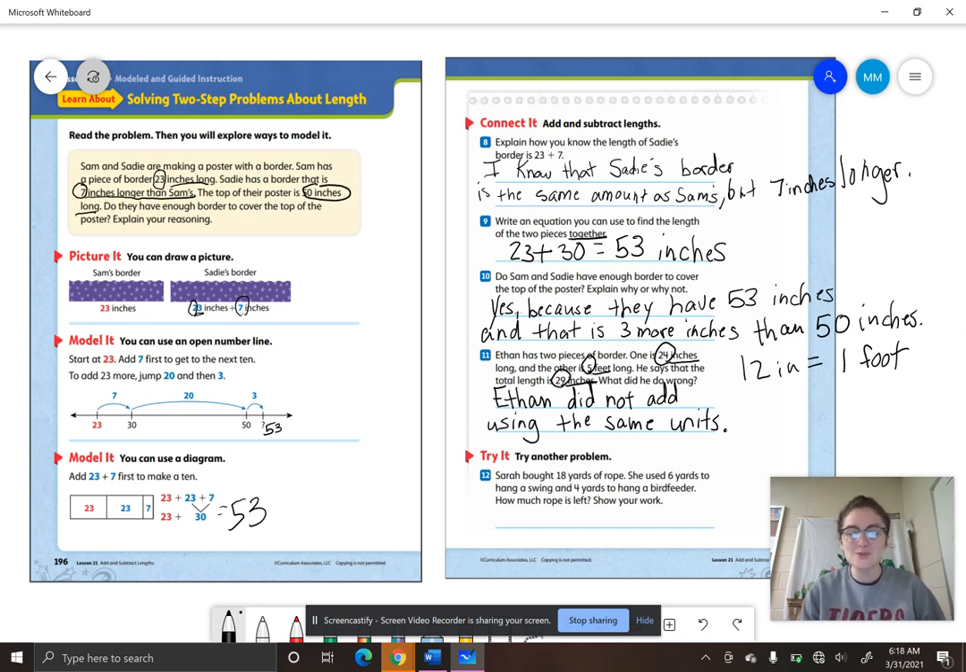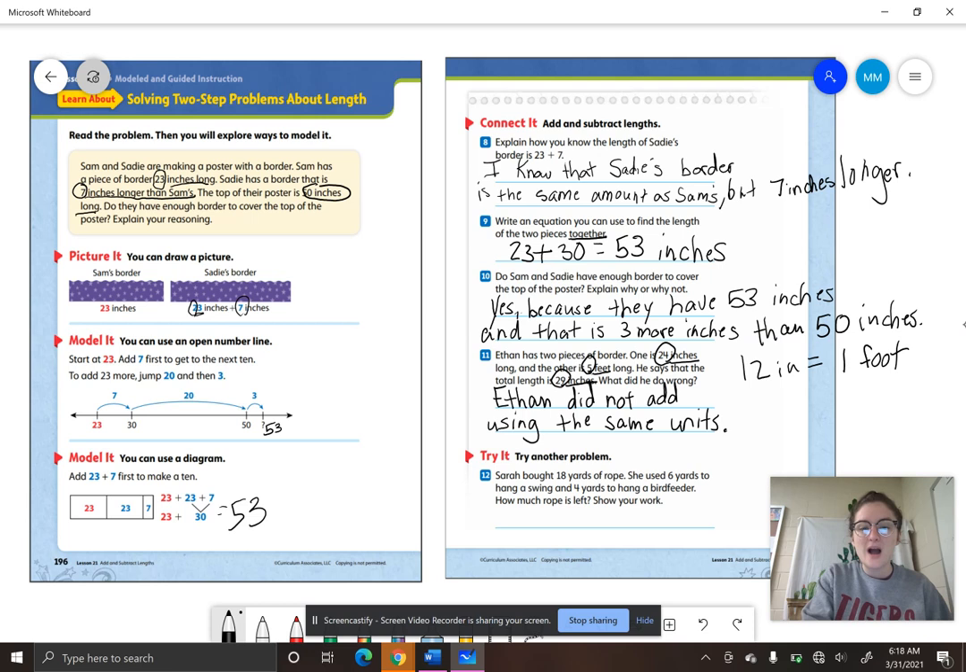All right, and number 12. It says Sarah bought 18 yards of rope. She used 6 yards to hang a swing and 4 yards to hang a bird feeder. How much rope is left? All right, let's go back and circle important numbers and underline important words.